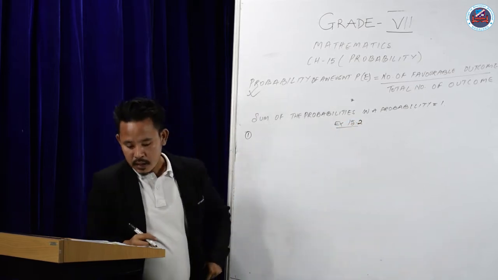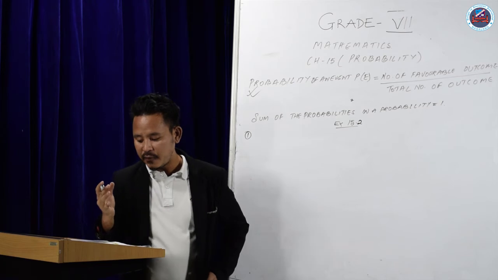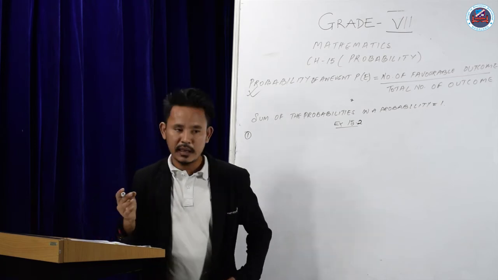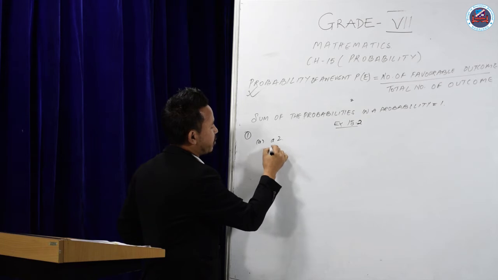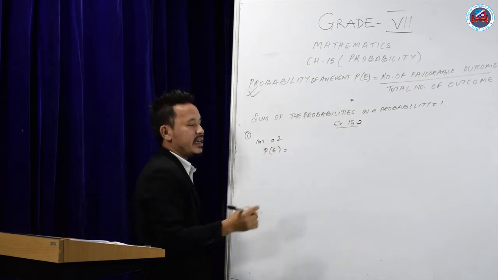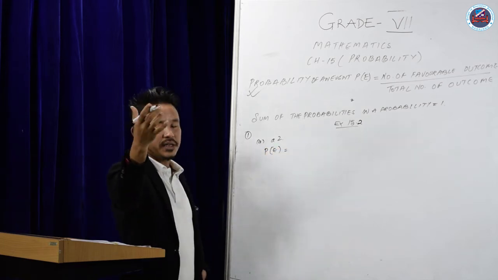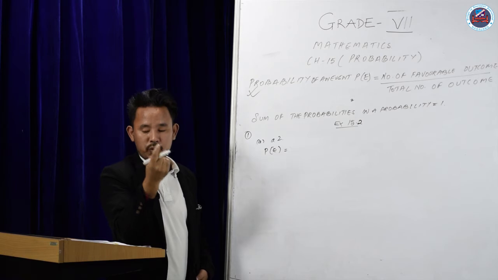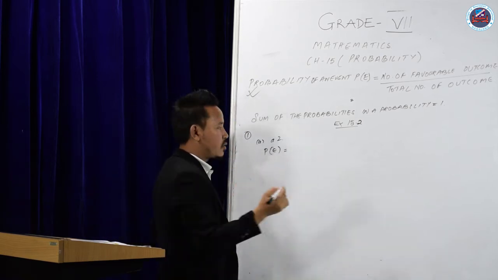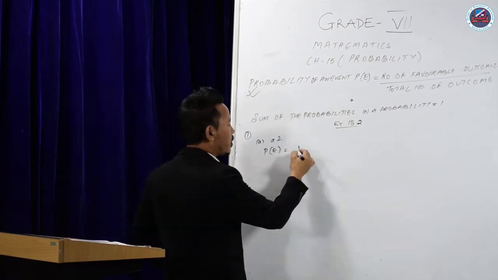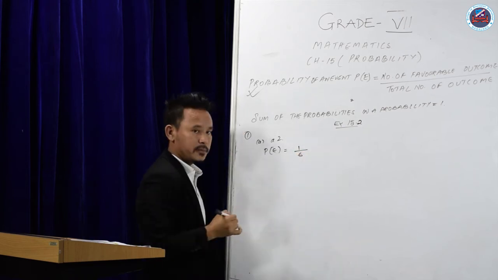Number 1. Ahmad throws a dice. Find the probability that it is A, a 2. In a dice we have 1, 2, 3, 4, 5, 6. So what will be the probability of getting 2? The number of favorable outcomes is only 1, that is 2 itself, and the total number of outcomes is 6, right?